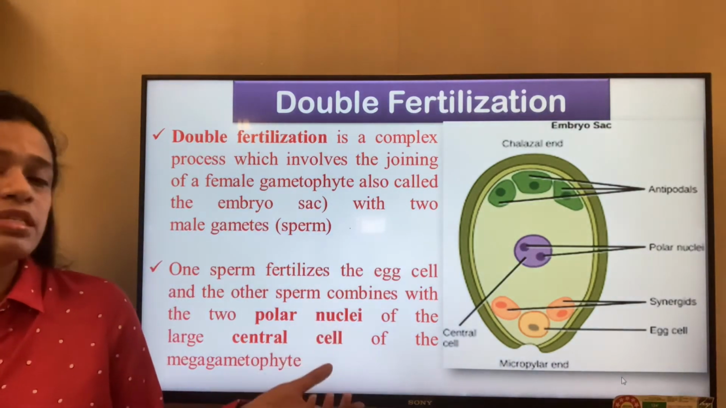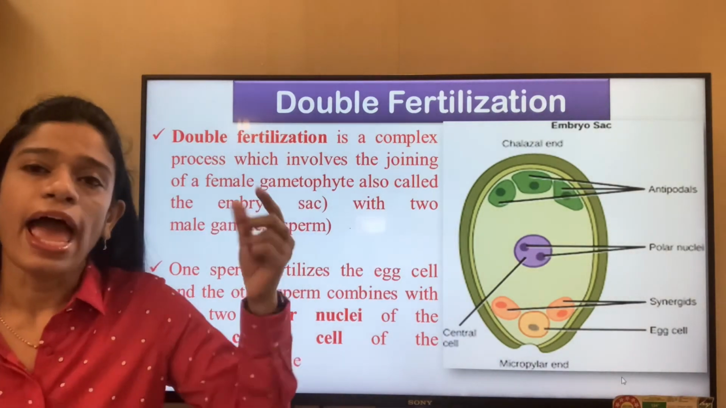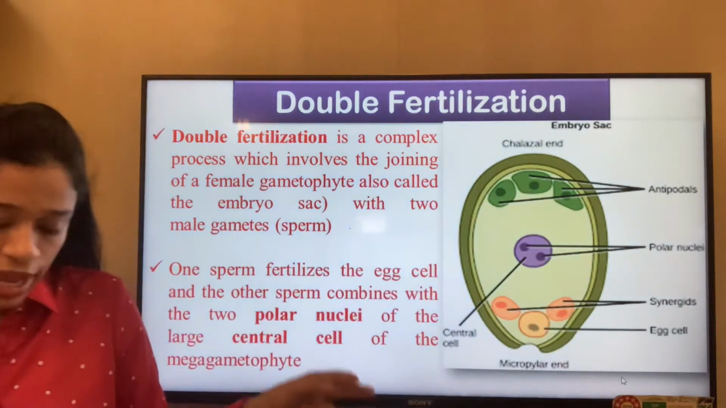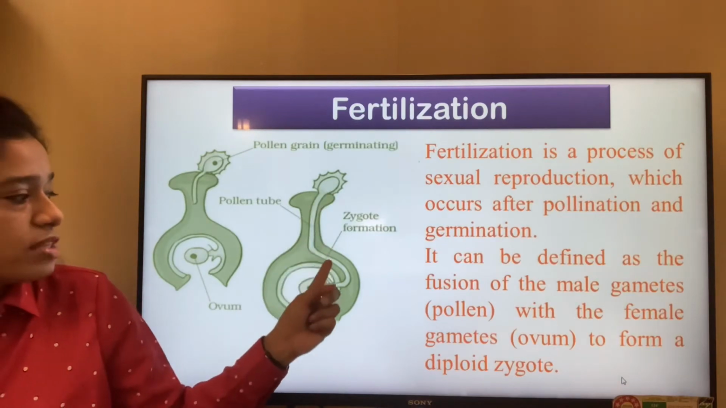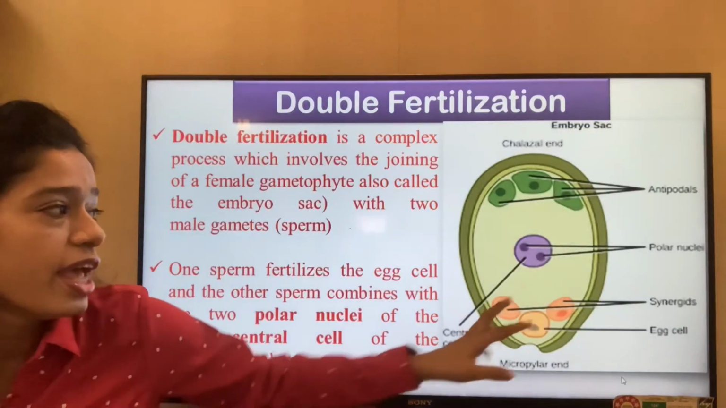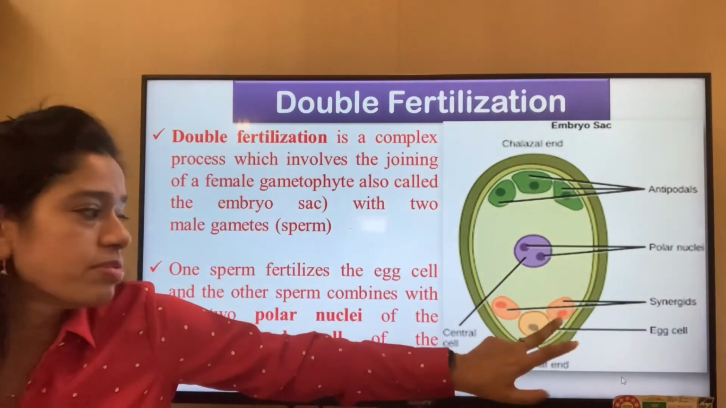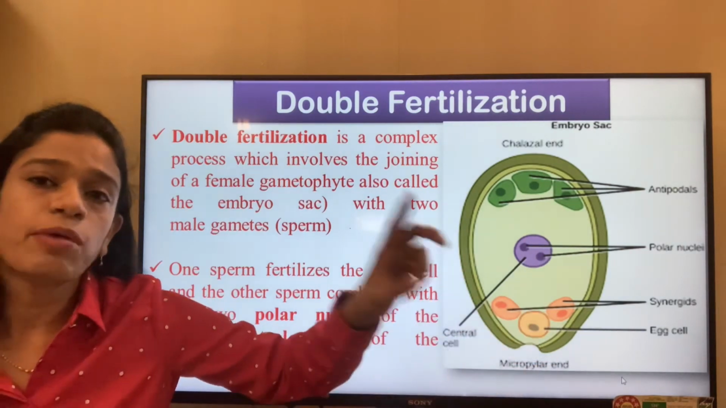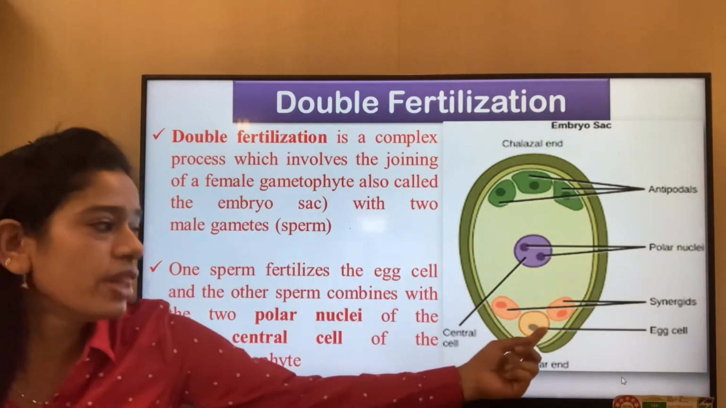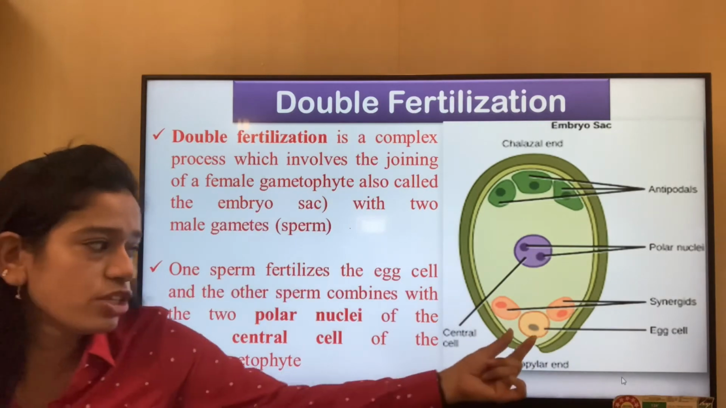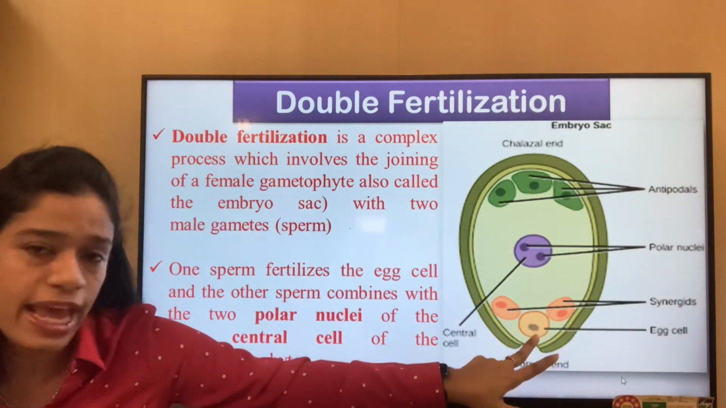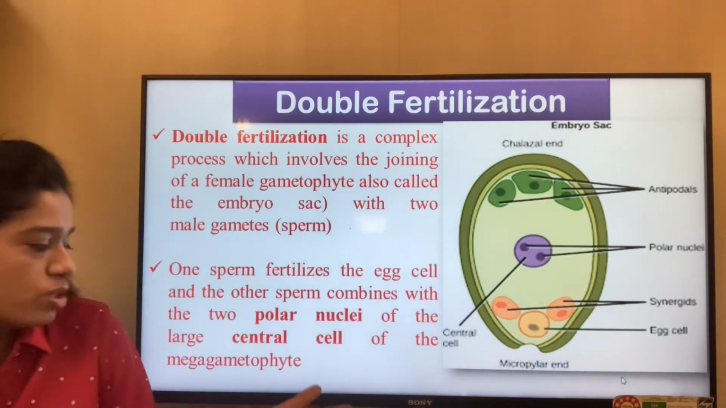Now what happens once the pollen sits on the stigma and the pollen tube starts forming? The pollen tube nuclei start migrating and come and fertilize the egg. So it is one fertilization, and this becomes 2n in number, one from the pollen nuclei and one from the egg cell. It forms 2n in number and gives rise to the zygote.